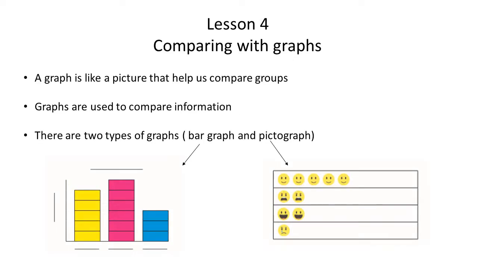In Lesson 4, we talked about graphs, comparing with graphs. A graph is like a picture that helps us to compare groups. Graphs are used to compare information, and we have 2 types of graphs, bar graph and pictograph. The bar graph consists of bars. Each bar has a label, so we know which is more and which is less. In the pictograph, we use pictures to tell us what the graph is about.